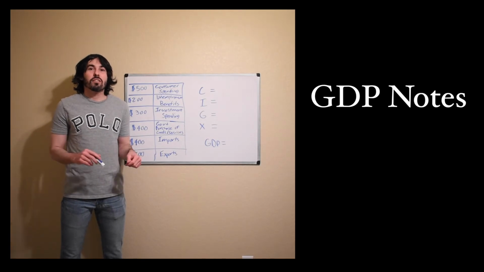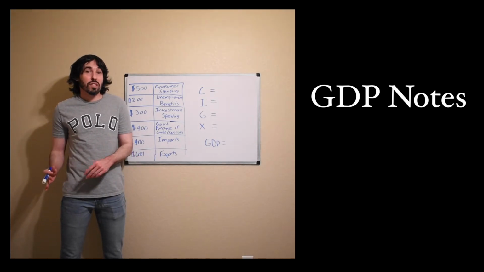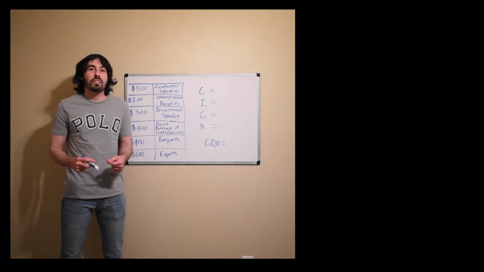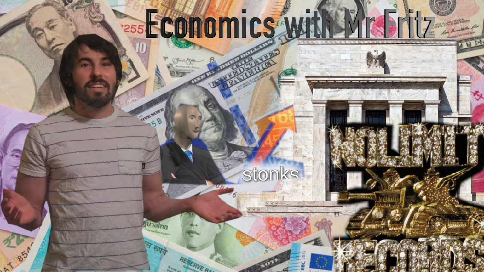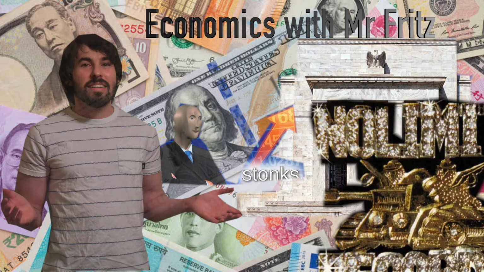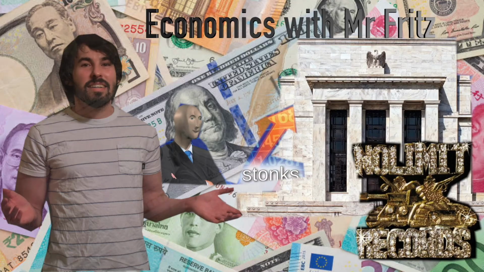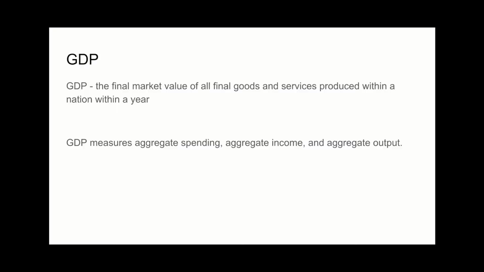Fritz. Today we're going to learn about GDP, what counts and what doesn't count, and how to calculate it. So for GDP, just a basic definition. GDP is the final market value of all final goods and services produced within a nation within a year. You should remember this from last year somewhat.